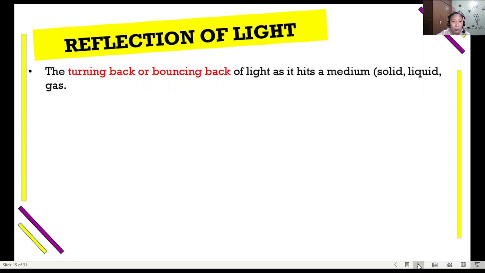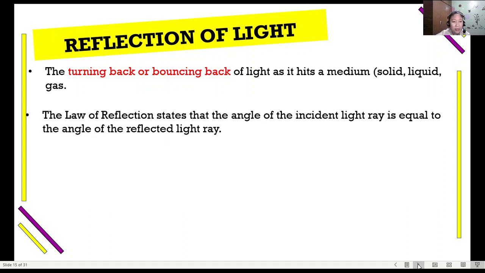So tulad din siya nung sound, no? Nagkaroon din siya ng turning back or bouncing back as it hits a medium. But this time, light yun nag-bounce back. So the law of reflection states that the angle of the incident light ray is equal to the angle of the reflected light ray. Take note of the words incident light ray and reflected light ray.